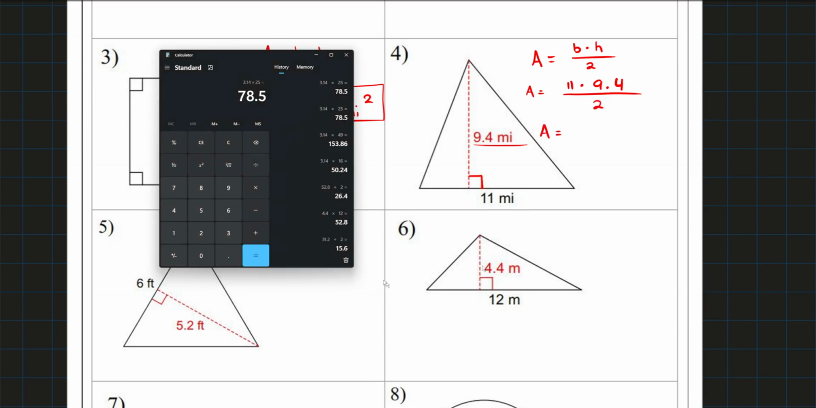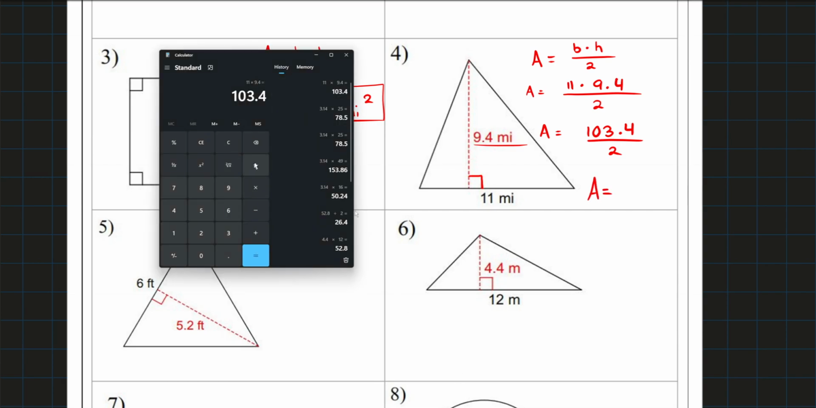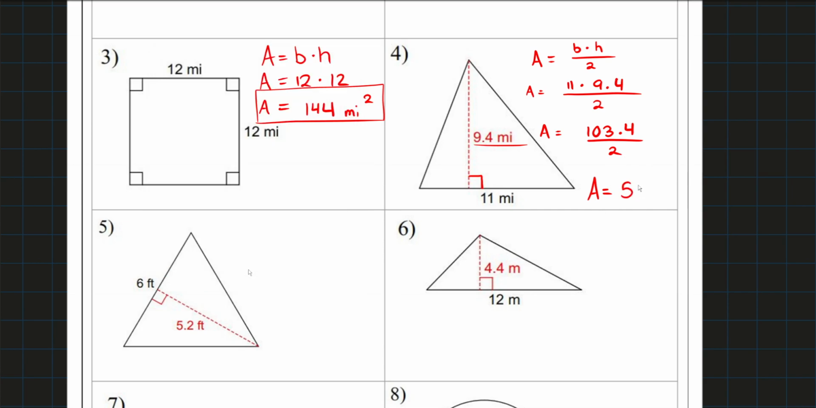We'll use a good old-fashioned calculator. 11 times 9.4 is 103.4. Divided by 2. That would be my area. And so area equals, take it back to the calculator, divide it by 2, 51.7. Bamskis. So once again, base times height divided by 2.